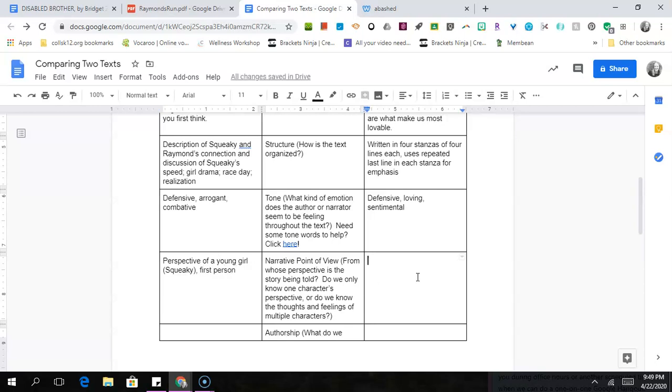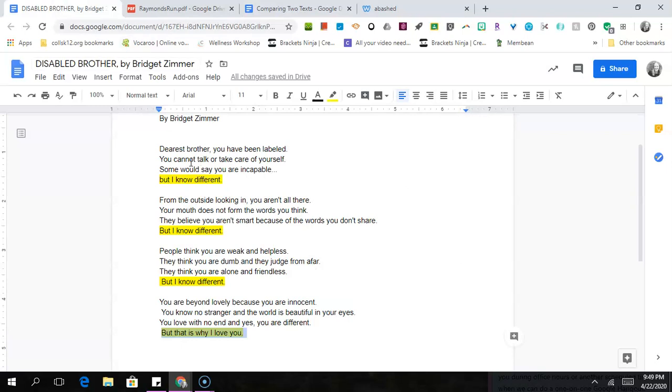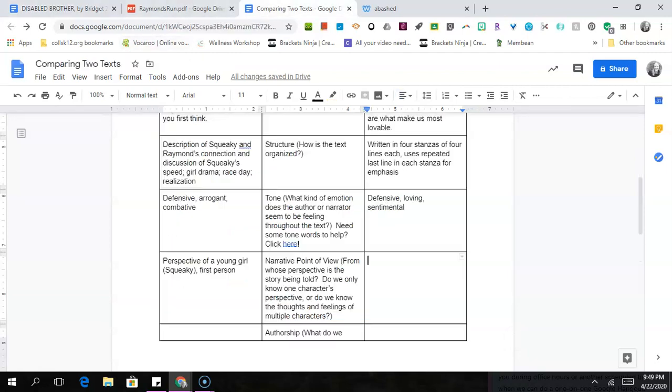And then the poem, I see she's saying, "But I know different. I know different. They think you are alone in friendliness." So she's talking kind of to her brother, but mostly she's the one telling the story. So again, that would be first person. And it's also, I think, the perspective of a young girl. I'm assuming it's a young girl. We might need to do some research on that, but we'll say young girl, first person. So there's a similarity there.